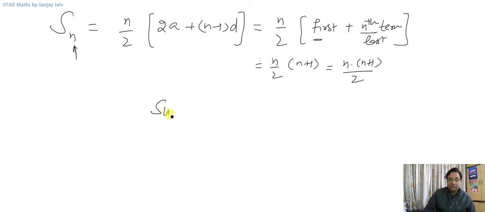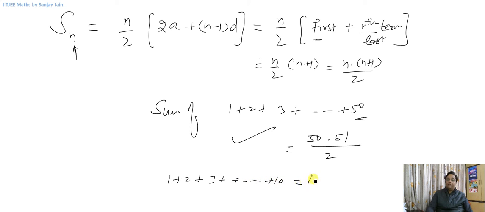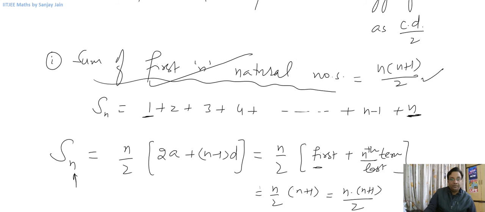So if I ask you the sum of first 50 natural numbers, that is 1 plus 2 plus 3 plus up to 50, then you will say 50 into 50 plus 1, that is 51, divided by 2. This will be the sum. Sum of first 10 natural numbers, you will say 10 into 11 by 2, right? n into n plus 1 divided by 2. So this is how you will find the sum of first n natural numbers.